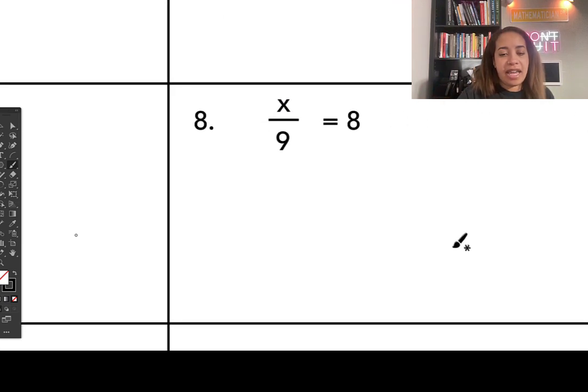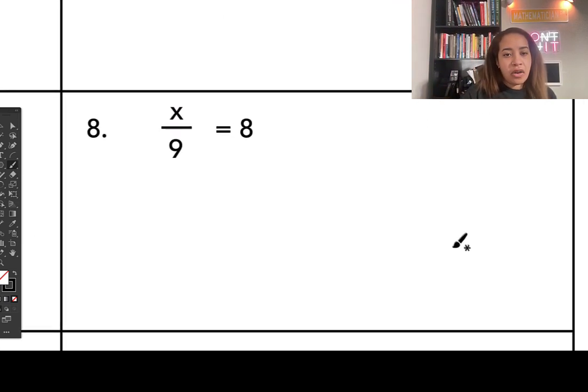Here is number 8. We always focus on our variable and pay attention to the operation that we see in the problem. We see division, so we need to do the opposite to both sides of the equal sign. The opposite of division is multiplication. I'm going to multiply times 9 on the left and times 9 on the right. So now I've got x all by itself on the left side, and then on the right side, 8 times 9 gives us an answer of 72.